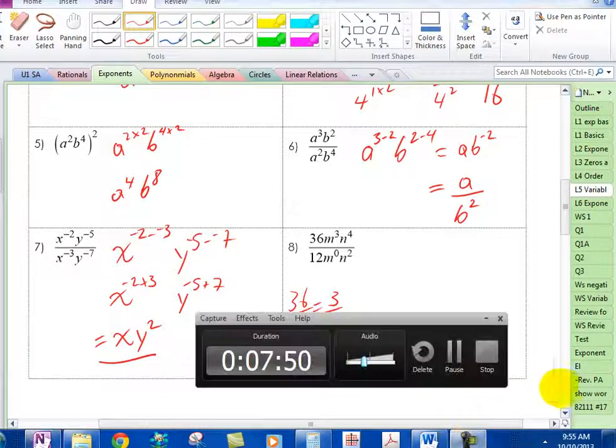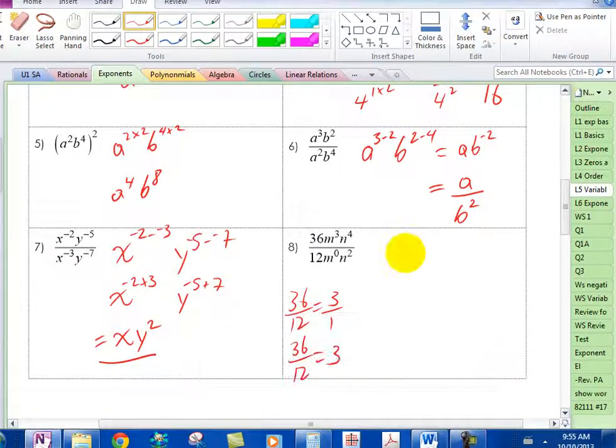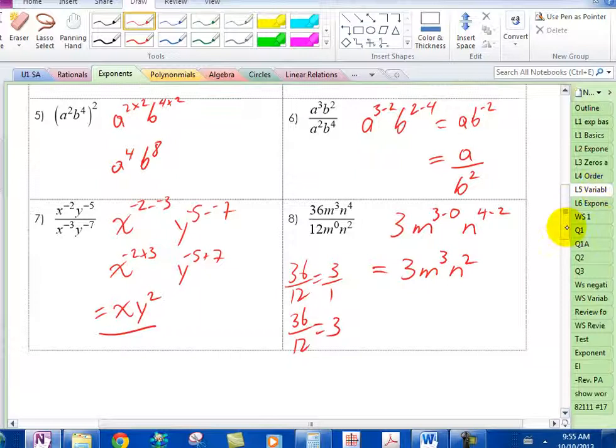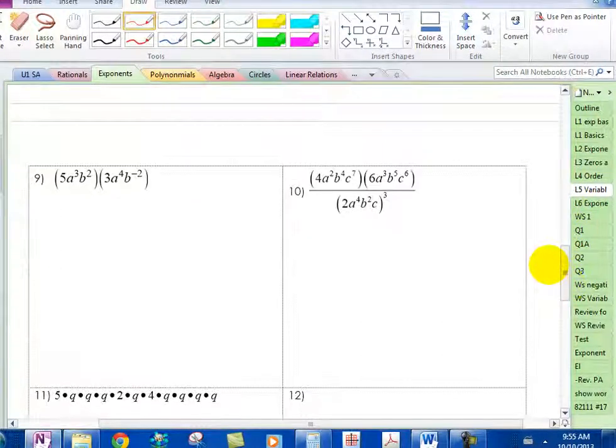So 3 is the number. On the m, it's 3 minus 0, n, 4 minus 2. So it's going to be 3 m cubed n squared. Final answer. Okay. Any questions? Okay, let's do the next one now.